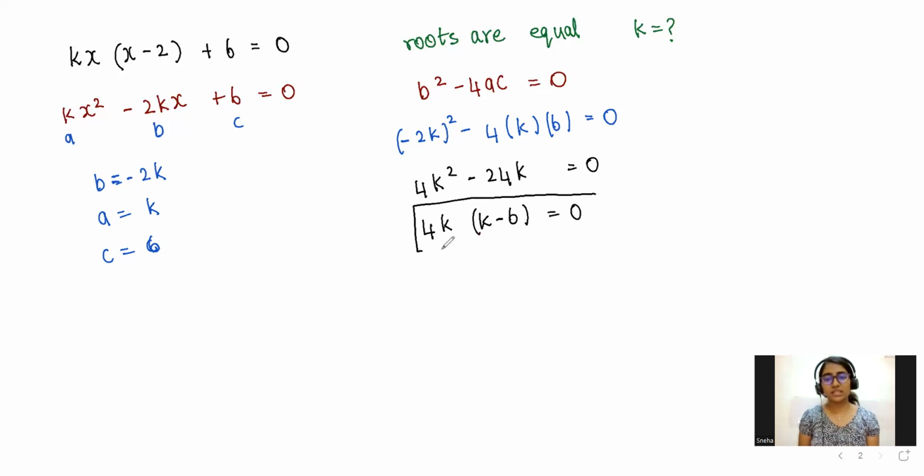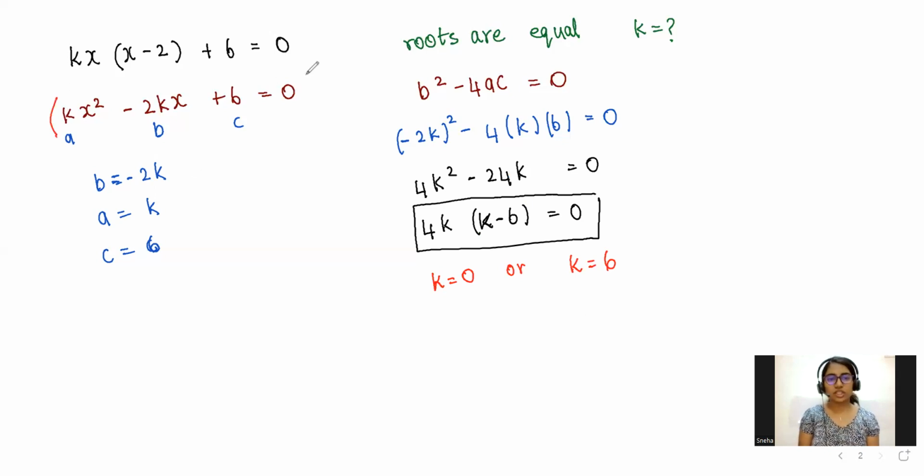The question was, what should the value of k be so that this equation will have equal roots? So this equation should be satisfied. One possible value is k is equal to 0. The other possible value is k is equal to 6. Both of these are possible, right?